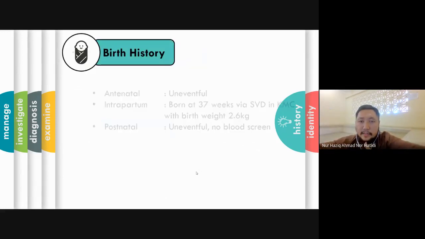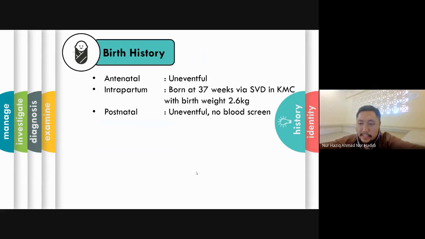So for the birth history, basically the antenatal is uneventful. For the intrapartum, he was born at 37 weeks via SBD in Kuantan Medical Center with a birth weight of about 2.6 kilograms, and the birth was uneventful. For the postnatal, it was uneventful. No blood screen was done on him.